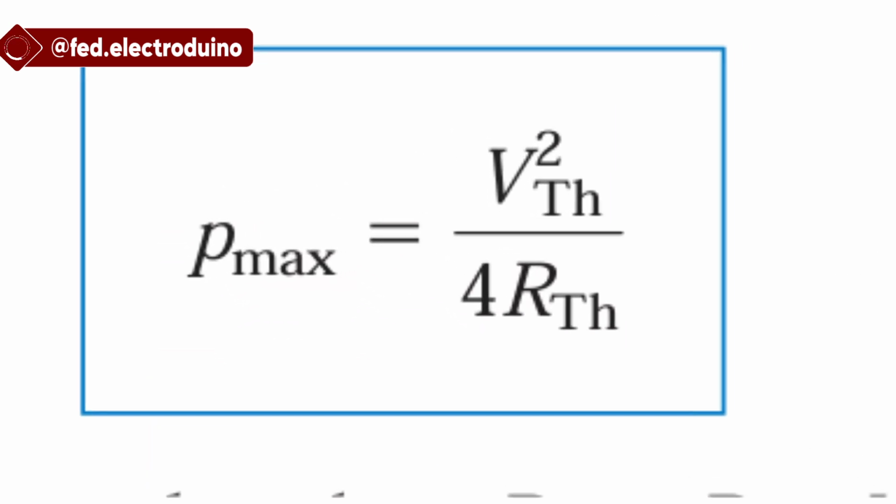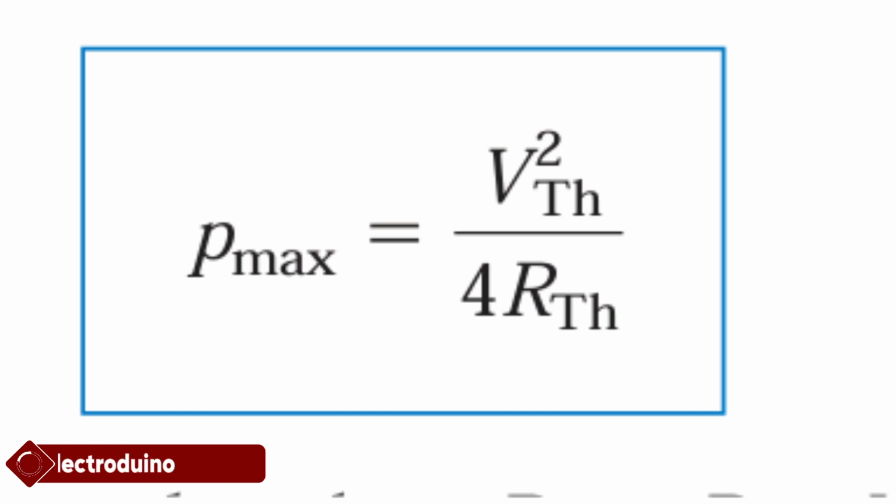And if we write it in words, the formula for that maximum power is: the maximum power equals the Thevenin voltage squared, divided by 4 times the Thevenin resistance. That's the highest power the load can ever receive from the source.